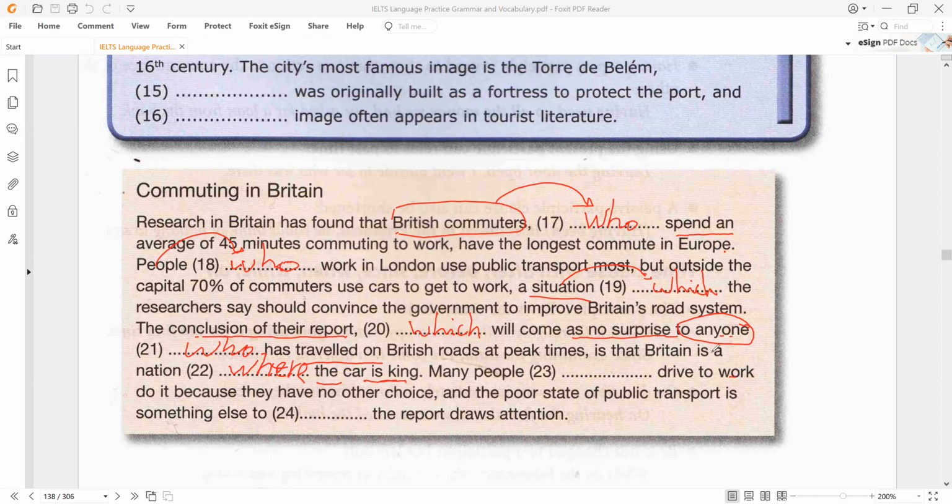And poor state of public transport is something else too. The report draws attention. Anyway, many people, 23, yes, who drive to work, drive their cars, do it because they have no other choice. And the poor state of public transport is something else. Can say which or that. Yes, which or that, which the report draws attention to. Okay, so far so good.